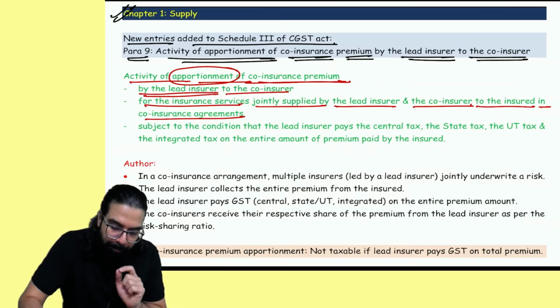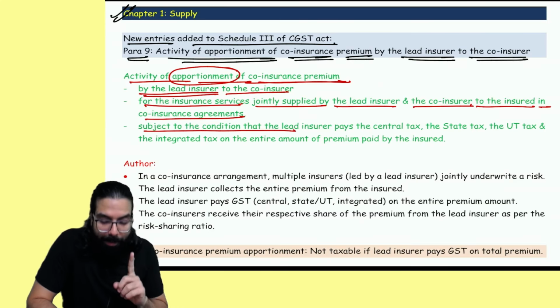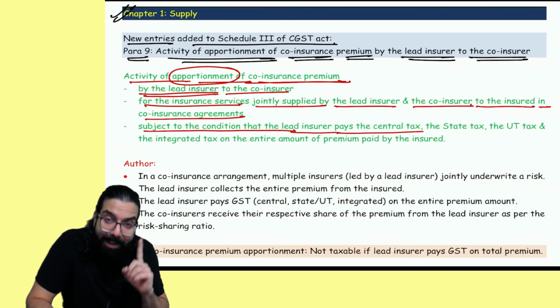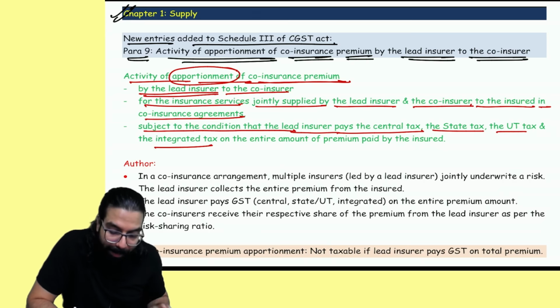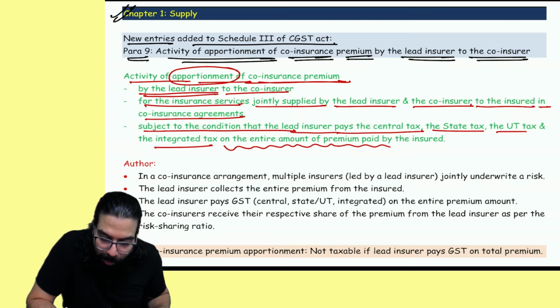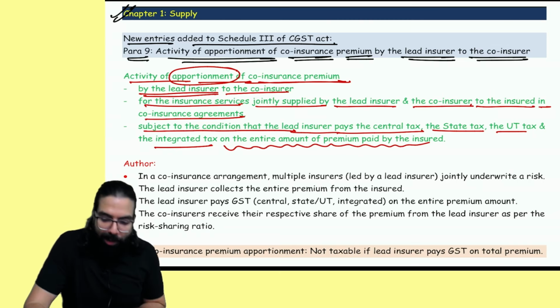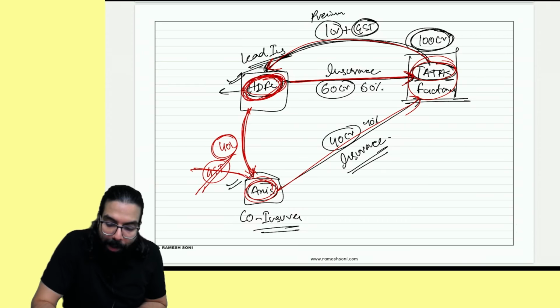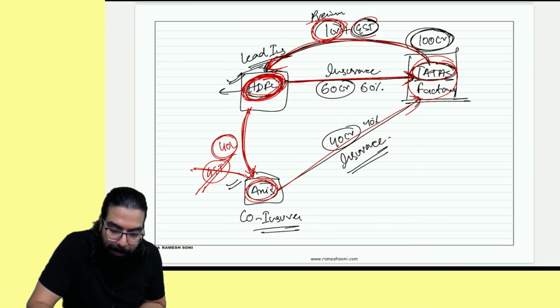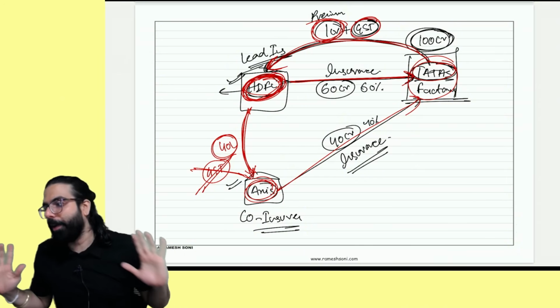Then subject to the condition that the lead insurer paid CGST, SGST, UTGST and IGST, whatever is applicable, on the entire amount of premium paid by the insured. So basically, sir, on this 40 crore paid, there will be no GST, provided HDFC, on whatever premium has been collected, on this total premium, HDFC has gone ahead and paid the GST. I hope this point is clear to all of you.